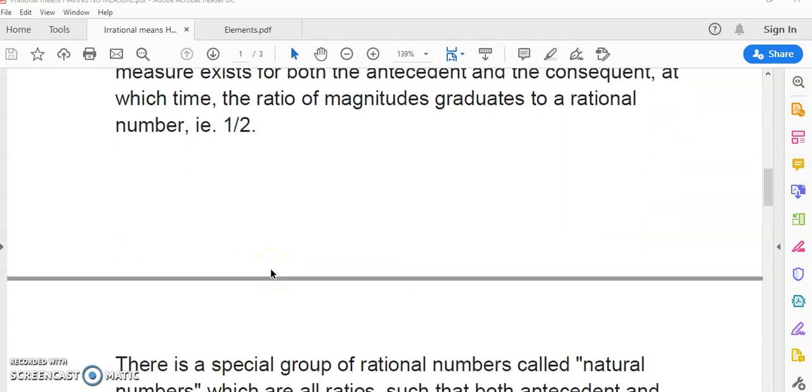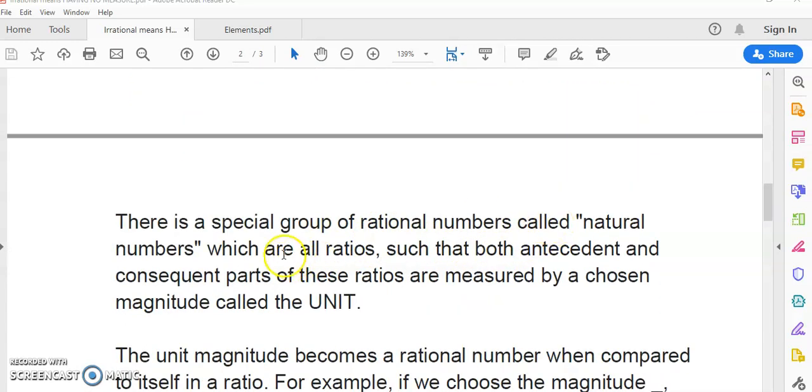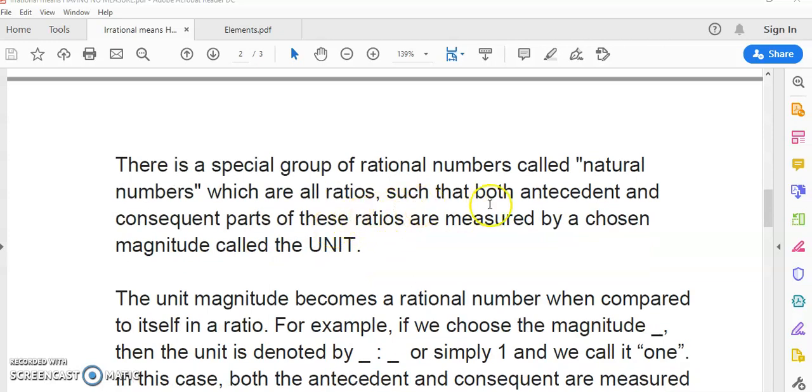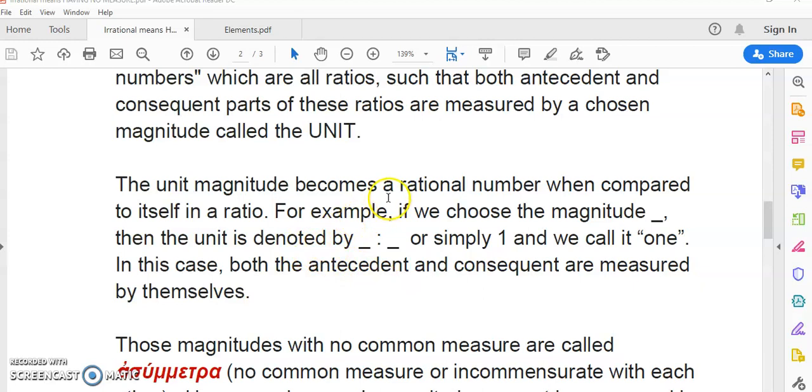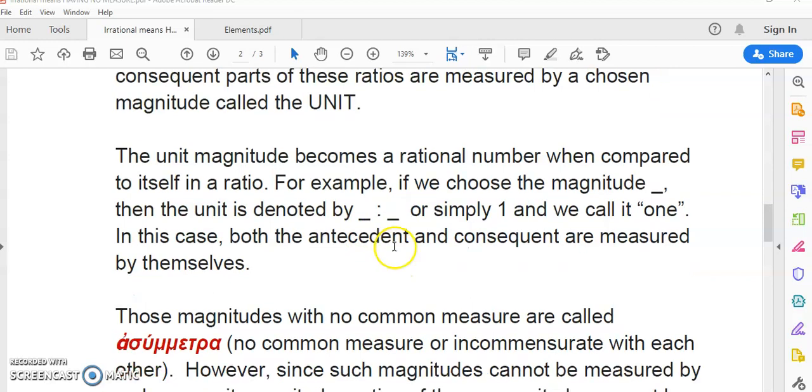Okay, so there's a special group of rational numbers called the natural numbers, which are all ratios such that both the aliquot parts of these ratios are measured by a chosen magnitude called the unit. And of course, the unit magnitude becomes a rational number when compared to itself. And that's what you'll find in Book 7 and Definition 1 of Euclid. For example, if we choose this little line here as the magnitude, we can choose any magnitude we like, then the unit is denoted by this magnitude compared to itself. So it does have a common measure. This ratio does have a common measure, any of the aliquot parts, okay?